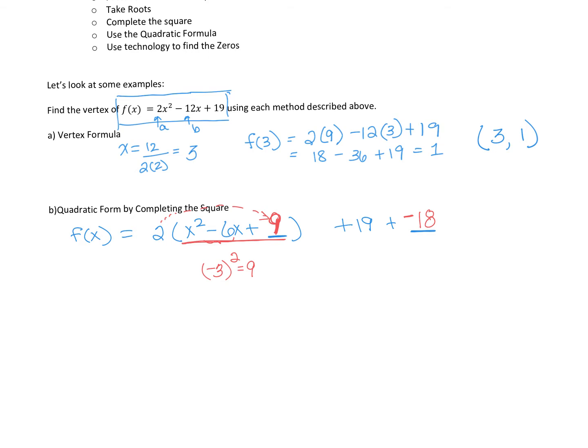So now I have 2 times this perfect square trinomial, which factors as x minus 3 squared, and 19 minus 18 gives us 1. And so our h, k is 3, 1. So again, we get the same result, which we should have by completing the square.